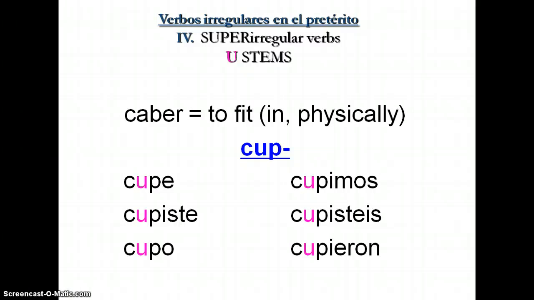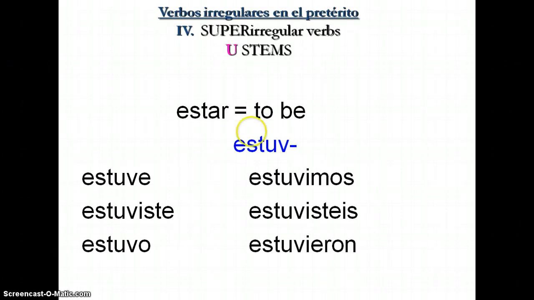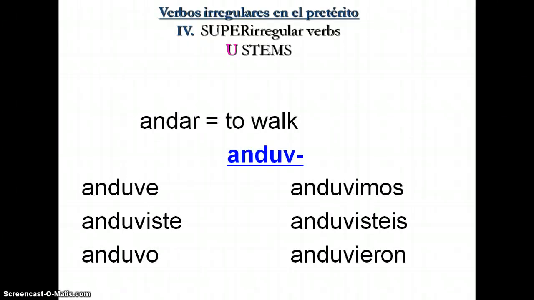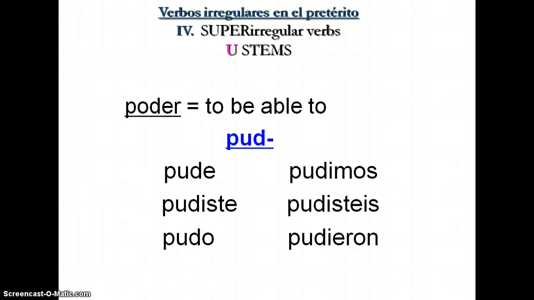Now we're going to go over the conjugations of the verbs that are found in this group. Caber is a part of the U group, and please note the irregular stem cup. Saber in the U group, sup is the irregular stem. Estar, estuv. Tener, tuv. Andar, anduv. Poner, pus. Poder, pud.